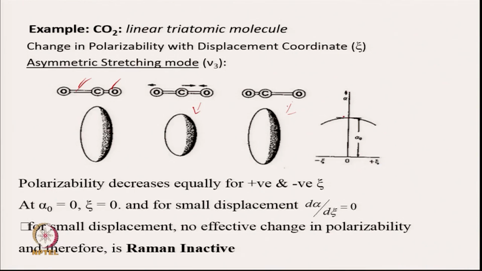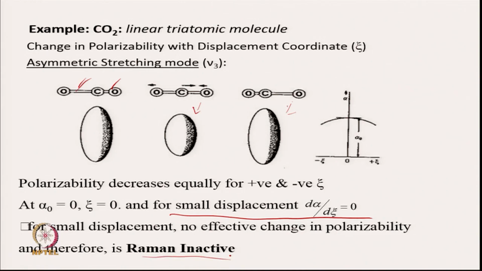And now again you can go to the equilibrium position and look at the slope. Here again slope is 0. What that means is, for a small displacement d alpha by dE is equal to 0. And what that means is, for a small displacement there is no effective change in polarizability, and that means this mode is also Raman inactive.